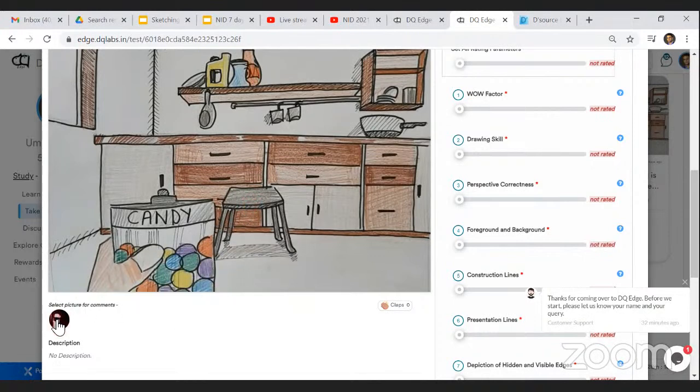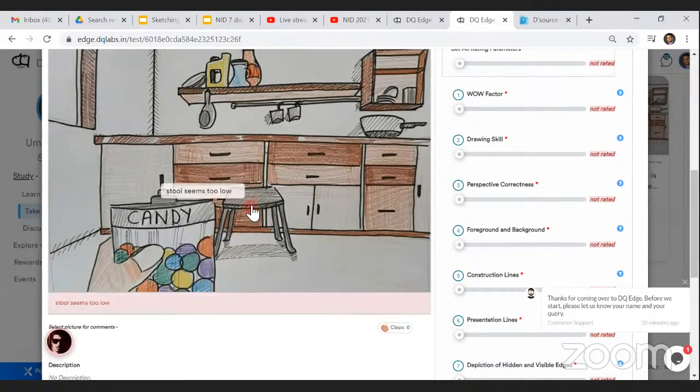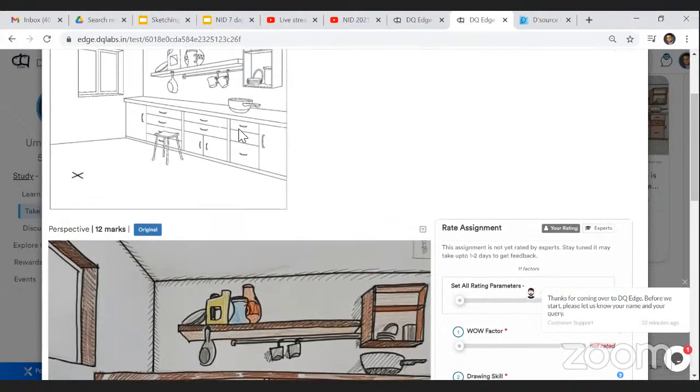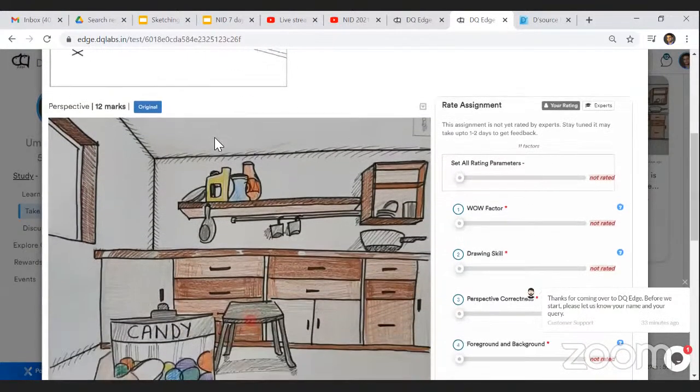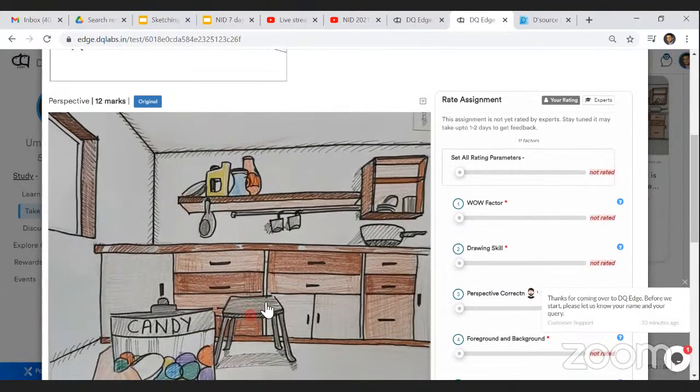Oops. Okay. Yeah. So the stool seems too low, right? Now let's check the picture. If you look at the picture, the height of the stool is almost at the height of the second cupboard, right? The top of the second cupboard. Now, here also it looks almost similar, but because this is in perspective, the stool, because it is a little closer to you, this has to be a little higher.